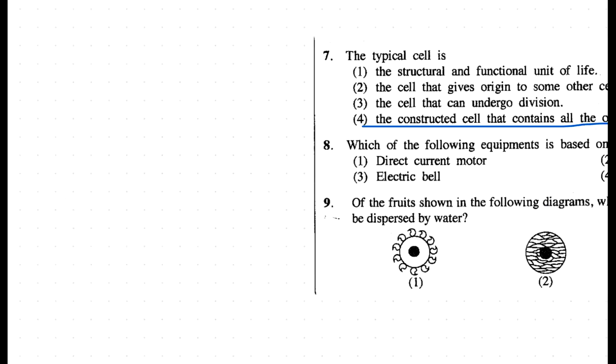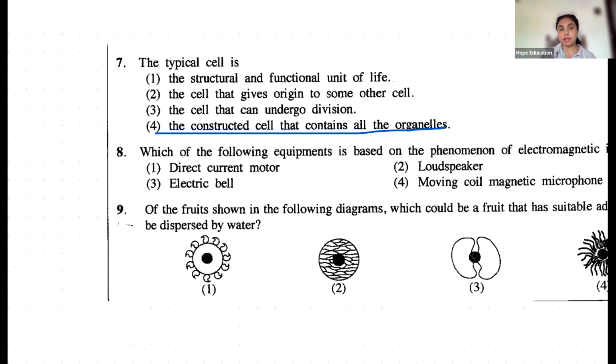If you take a current carrying conductor, it carries current and it's placed in a magnetic field. Then there will be a force generated according to Fleming's left-hand rule, right? The direction of the force we can find using Fleming's left-hand rule. A direct current motor can be an example. Loudspeaker can be taken as an example. We didn't talk about the bell.